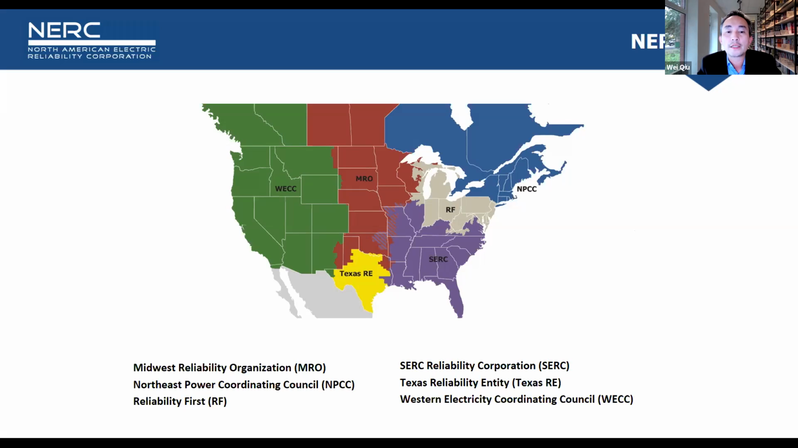You may notice that at the beginning we had 8 regions, including FRCC and SPP RE. Both regions dissolved a couple years ago due to lots of reasons, but all the regions and entities merged into SERC and MRO. So far we have 6 regions here.